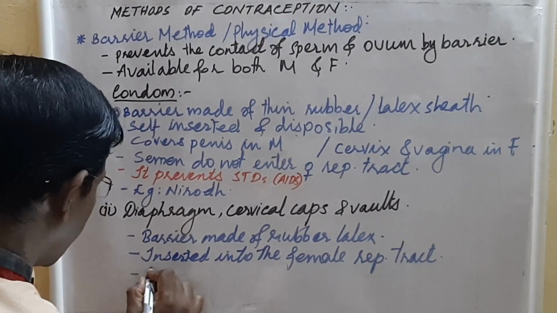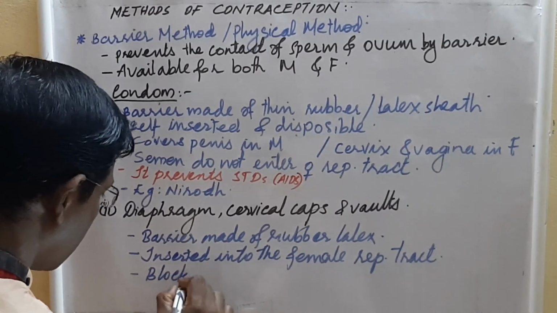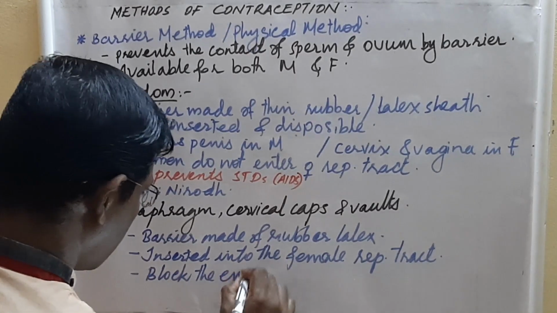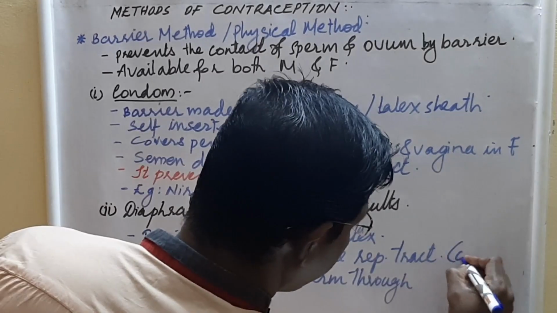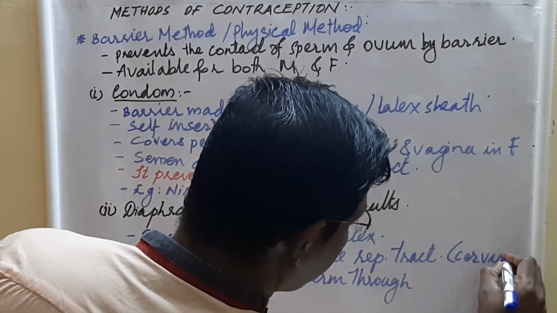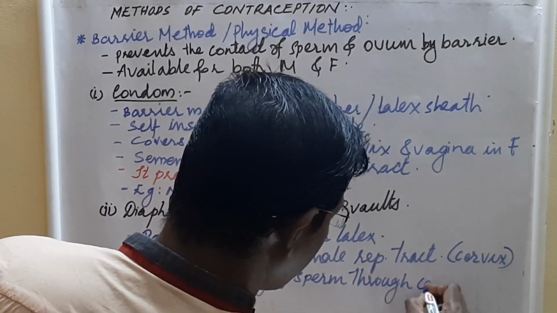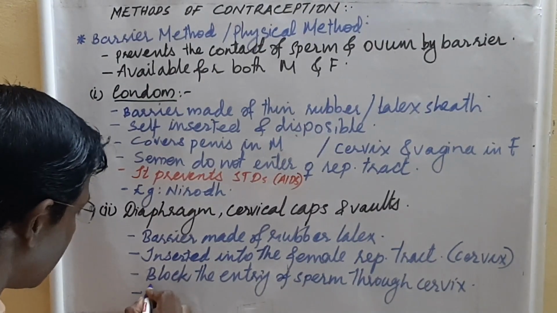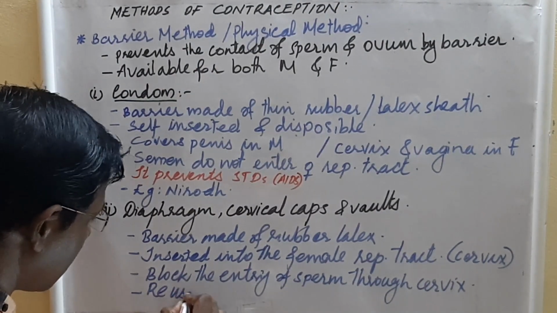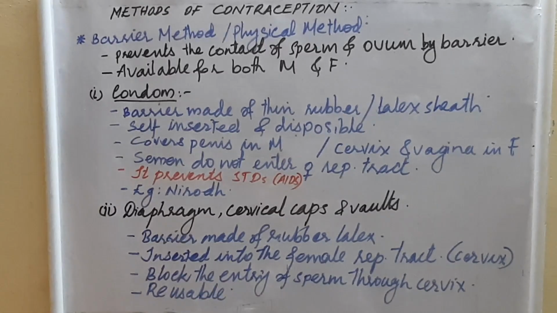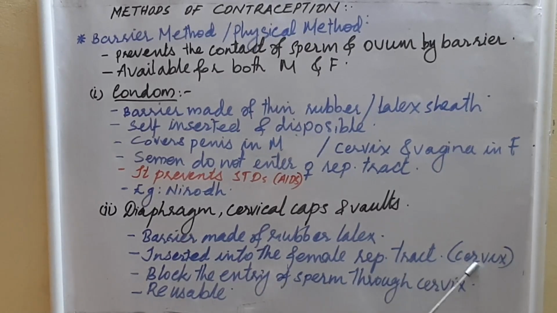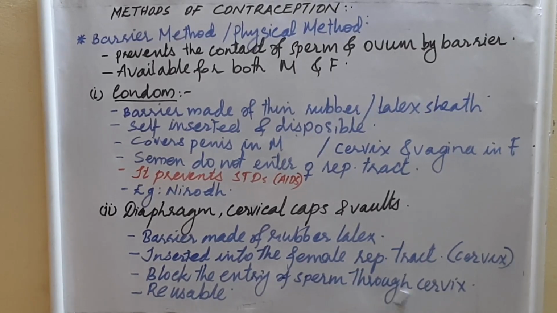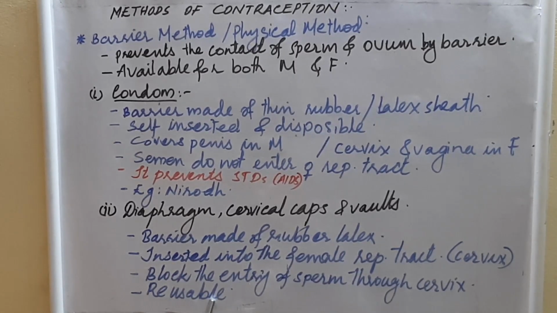It blocks the entry of sperms through the cervix. It is inserted into the female reproductive tract, especially in the cervix region, and this blocks the entry of sperms through the cervix. It is reusable.